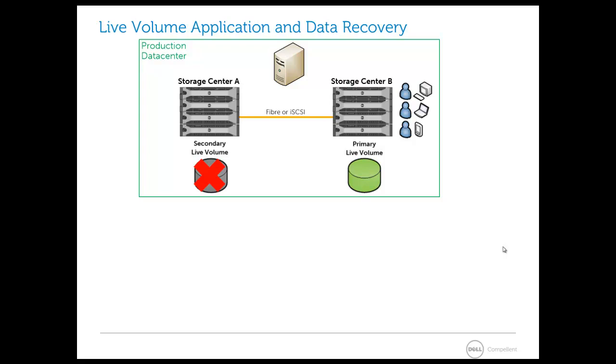Because we're preserving the identity and the disk signature of the primary live volume on Storage Center B in this case, applications such as vSphere will not require us to unregister and re-register virtual machines, so that we can recover applications and services in a very minimal amount of time. We simply power on the virtual machines at the other site where Storage Center B resides.